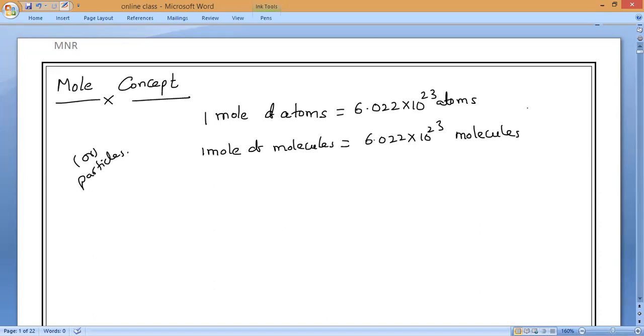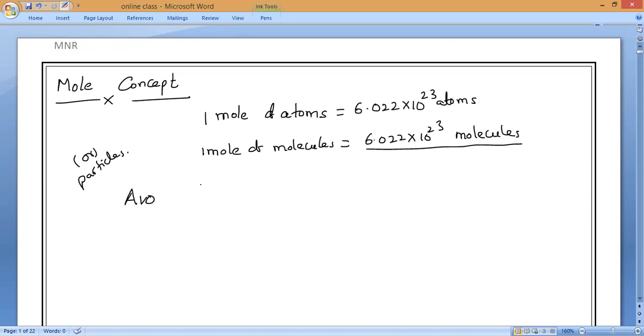to the Avogadro number. This number is called the Avogadro number, which is a physical constant whose value is 6.022 into 10 power 23. So this number is only called Avogadro.